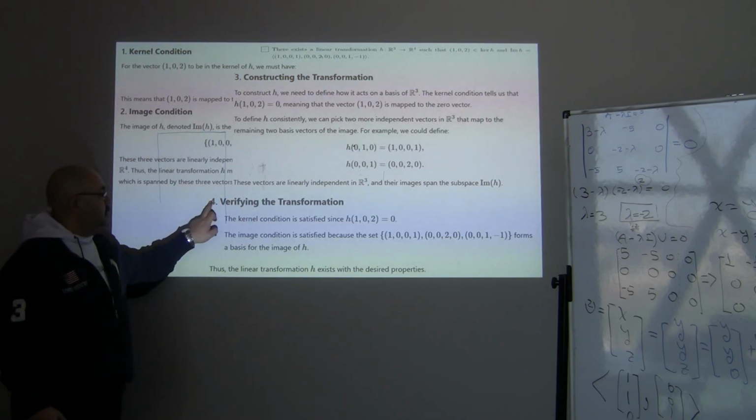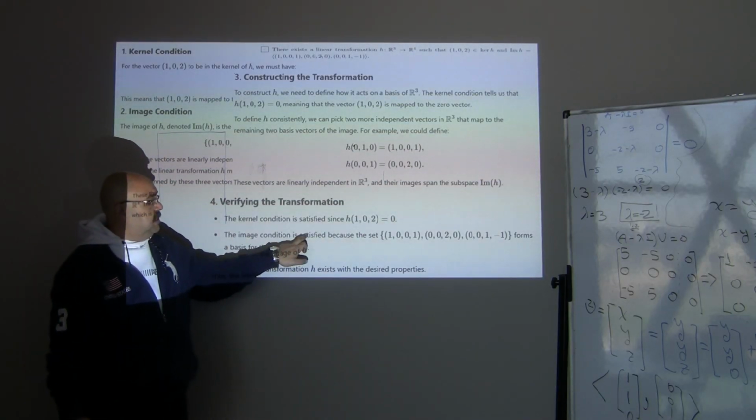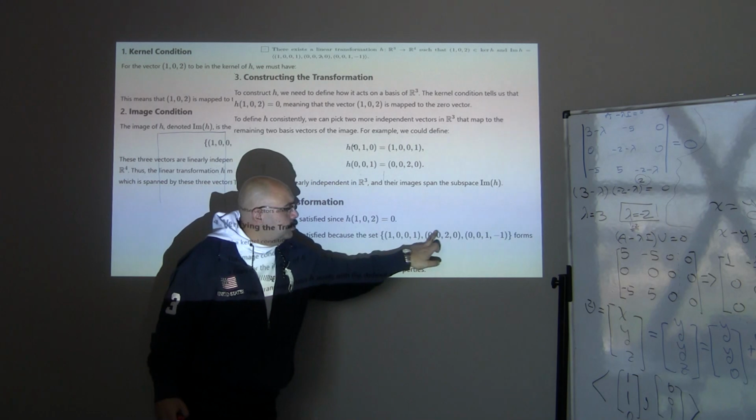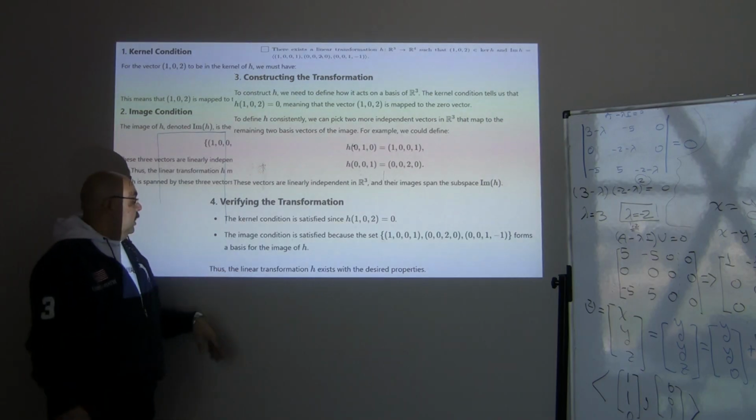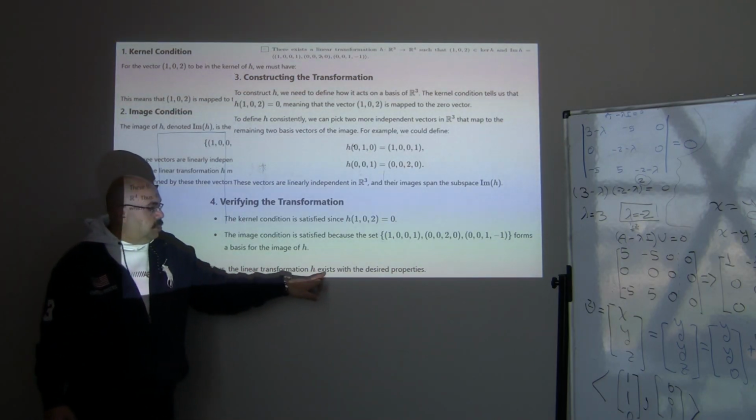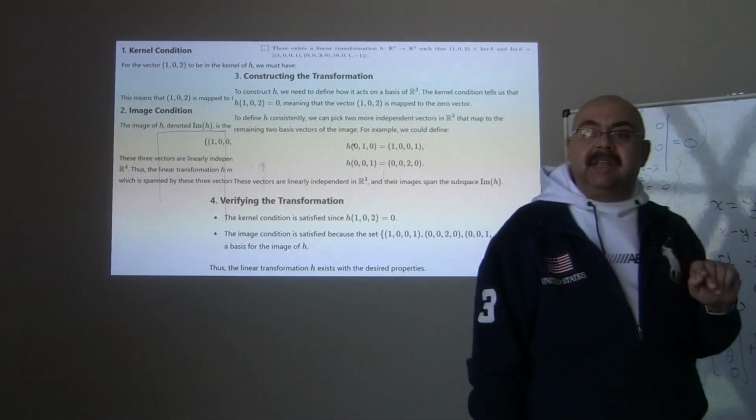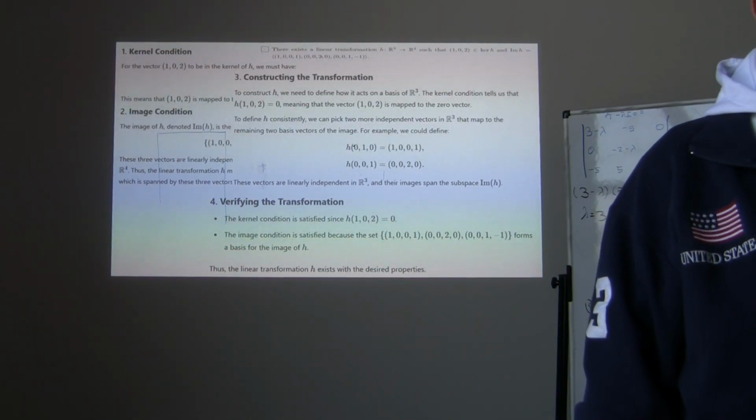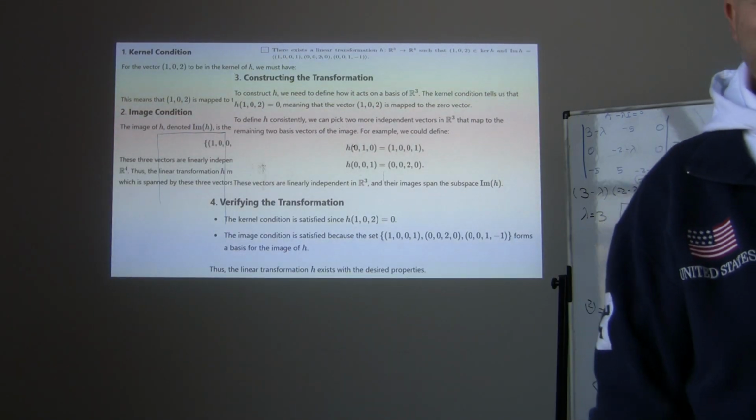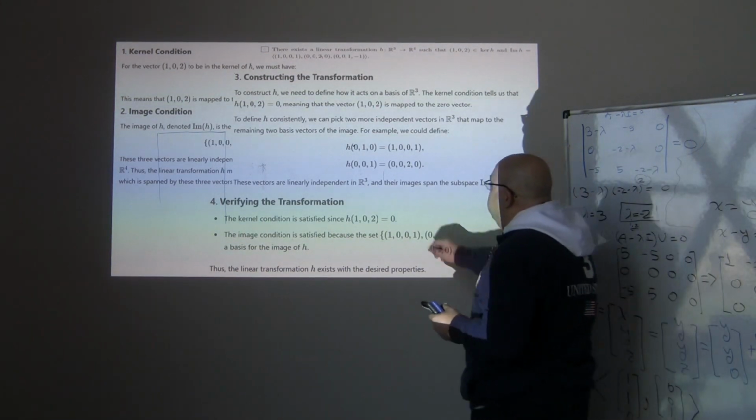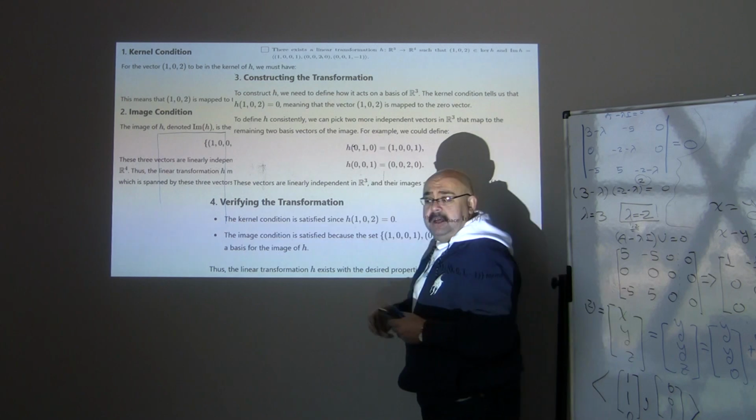Okay, verifying the transformation. The kernel condition is satisfied، ده already موجود. The image condition is satisfied because the set اللي هي 1 و2 و3 forms a basis for the image of H. Thus linear transformation H exists with the desired properties. بس انت هنا مش بتعمل analysis how to move، انت بتشوف هل الداتا اللي أنا مديهالك enough ولا لا، من ناحية إنه ينفع، بس under the assumption إن الـ H بتمپ العنصر ده into 1001. هل دول عندك؟ لا، يبقى خلاص ما ينفعش.